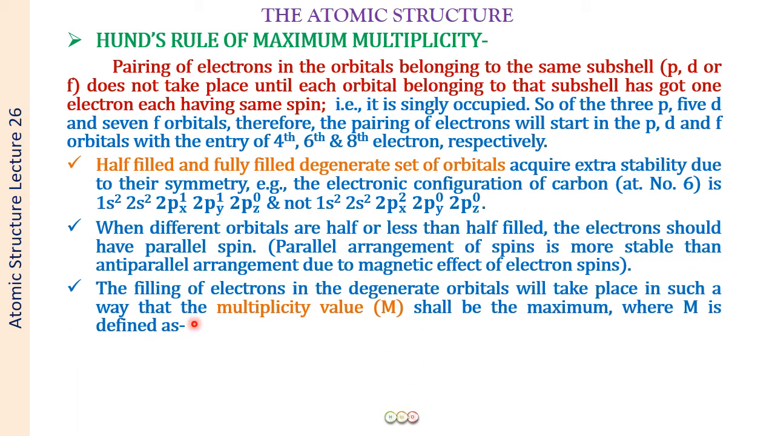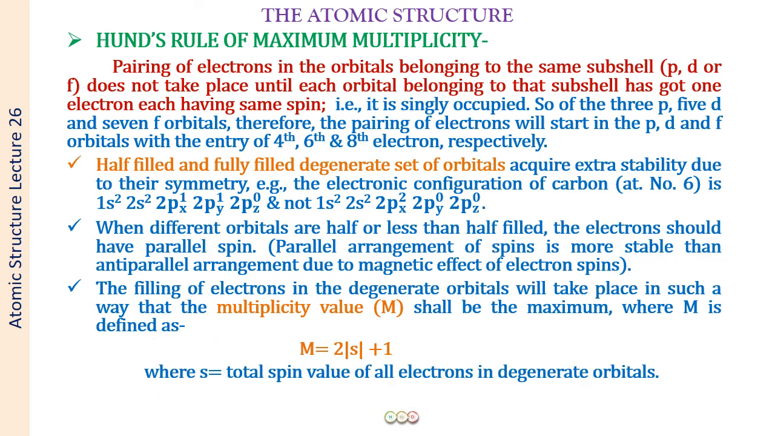The filling of electrons in the degenerate orbitals will take place in such a way that the multiplicity value m should be maximum, where m is defined as 2 into mod of s plus 1. And what is this s? This is the total spin value of all electrons in the degenerate orbitals. So we have seen that the multiplicity value, which is computed this way, is maximum when we take electrons, filling them up till the half all orbitals singly, and then the pairing starts.